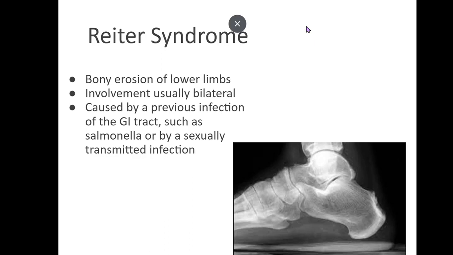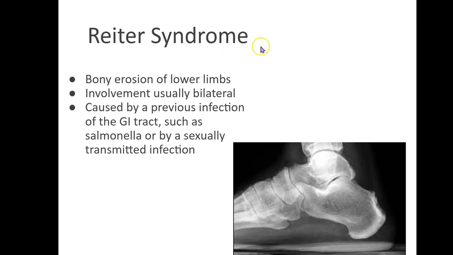Okay, Reiter syndrome. Reiter syndrome affects the lower extremities of the body. It can be found in the SI joints, or the sacroiliac joints, in our pelvis region. This is seen in men in particular, and the radiographic hallmark sign is bony erosion at the insertion point of the Achilles tendon on the posterior aspect of the calcaneus. So let me say that again.